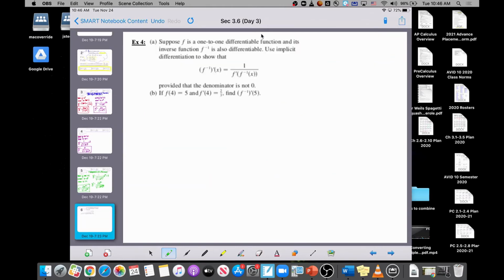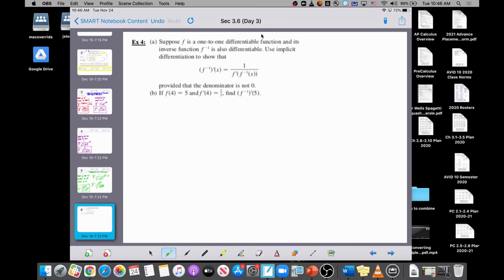Our last example today takes us back to the lesson that we did at the end of our 3.1 through 3.5 plus chapter, where we took notes on the derivatives of inverse functions. So in example A, it says, suppose f is a one-to-one differentiable function and its inverse function, f inverse, is also differentiable. Use implicit differentiation to show that the derivative of f inverse is equal to 1 over f prime of f inverse of x.